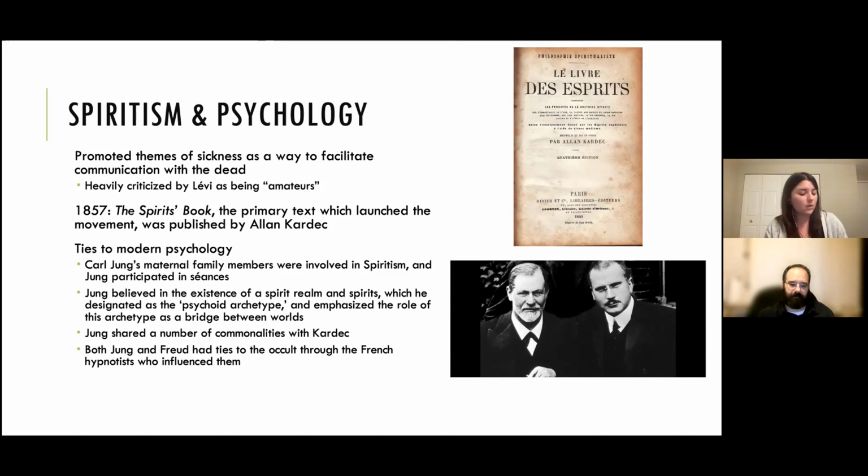And we also found ties between Spiritism and modern psychology. Carl Jung's maternal family members were involved in Spiritism, and he participated in seances led by one of his cousins. As I'm sure we all know, Jung also believed in the existence of a spirit realm and spirits, which he designated as the psychoid archetype, which really emphasized the role of this archetype as a bridge between worlds. He also shared a number of similarities with Kardec.